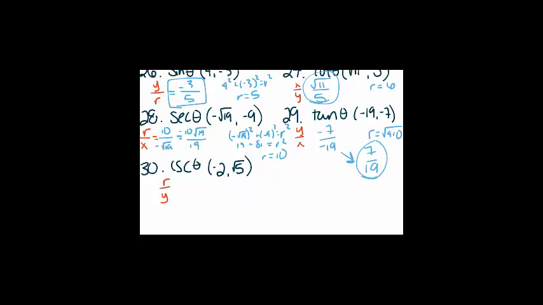Alrighty, so 28 is probably the most detailed one. To find r, I square both of those pieces, add them together, take a square root, and you can kind of see the work, I'm going to get r squared is 100, so r is just 10. And if secant is r over x, then I get 10 over negative square root of 19. And we can't have those square roots in the bottom, so we're going to multiply top and bottom by square root of 19, or negative square root of 19, whichever one. And we're going to get negative 10 square root of 19 over 19.